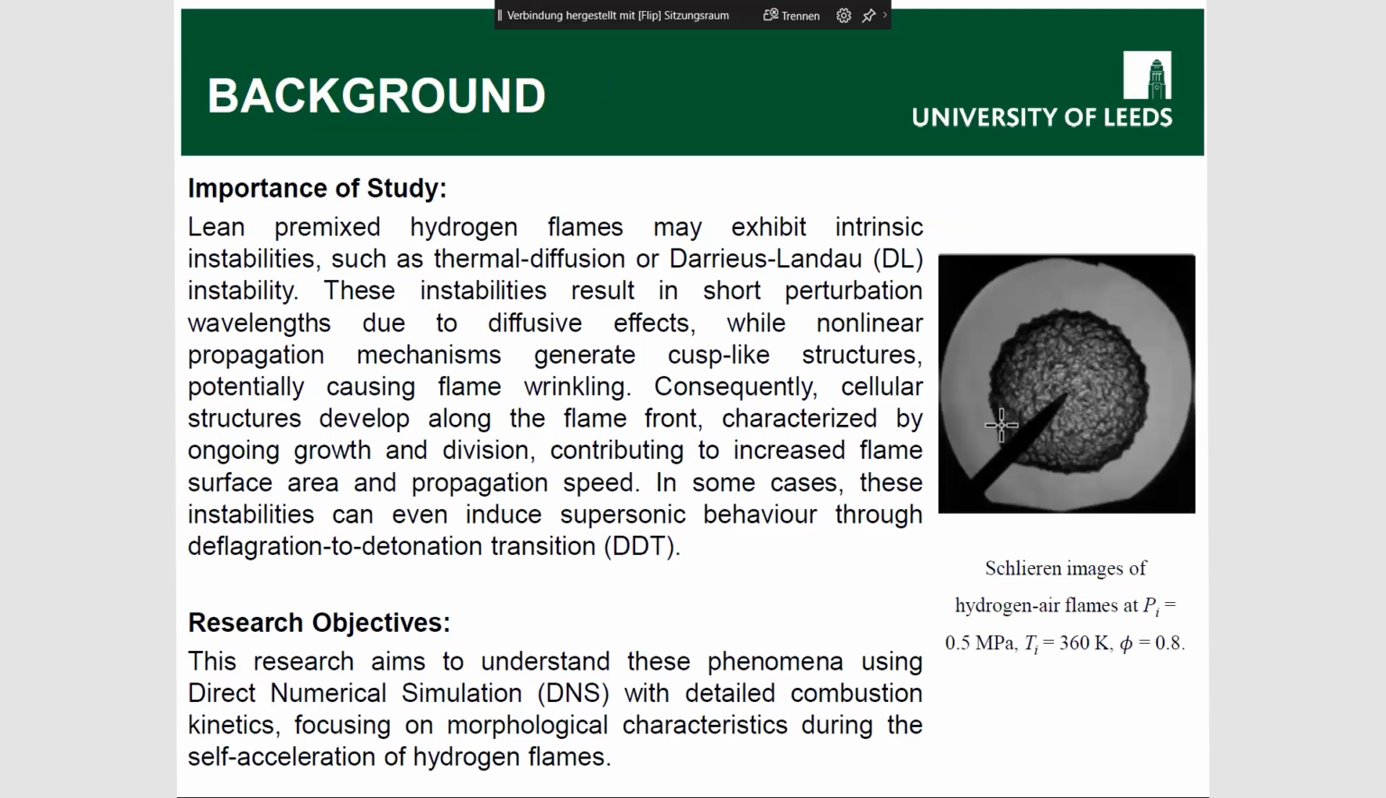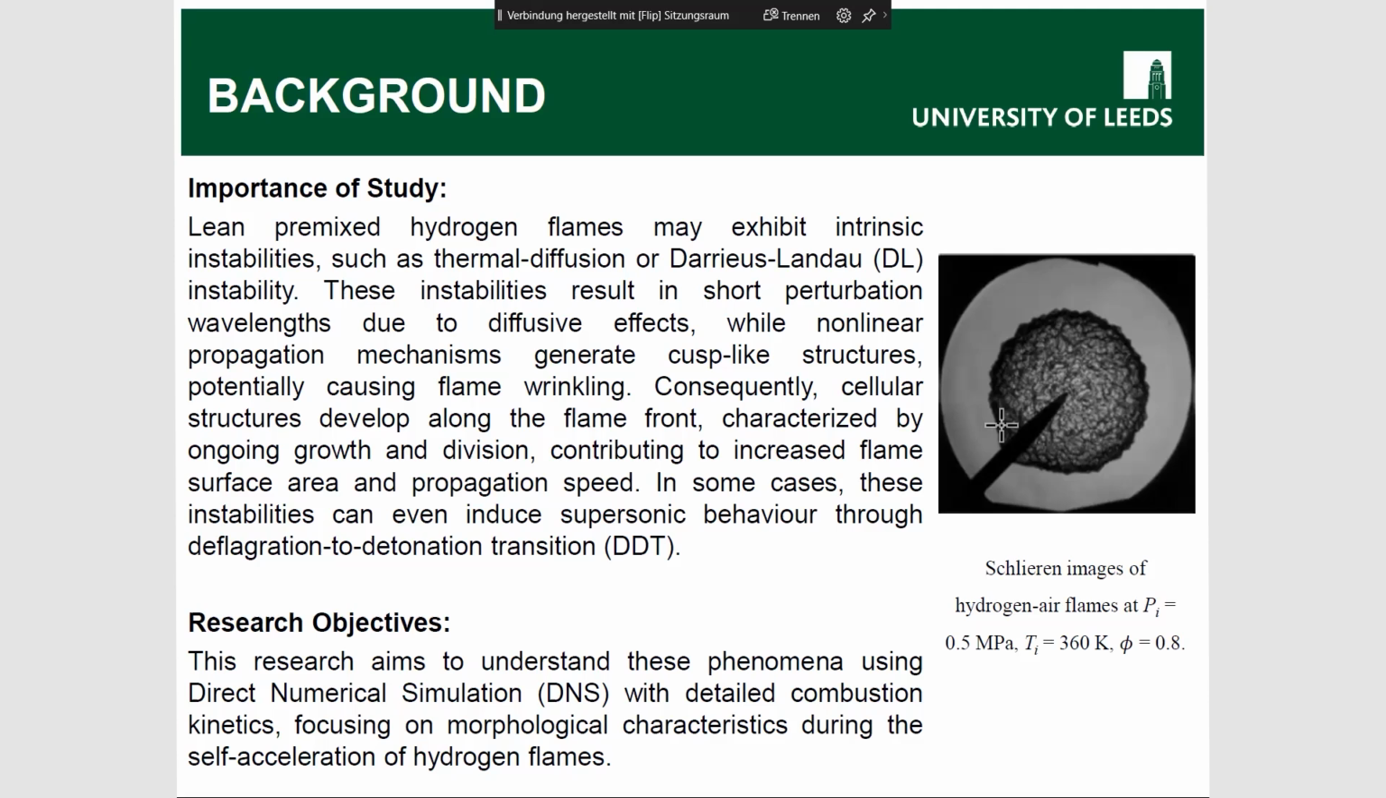As we know, lean hydrogen flames may exhibit intrinsic instabilities such as thermal-diffusive and Darrieus-Landau instability. This instability can make the originally smooth flame become a cellular structure. The cellular structure develops along the flame front, characterized by ongoing growth and division, contributing to increased flame surface area and increased propagation speed. And in some cases, this instability can even lead to supersonic behavior through deflagration-to-detonation transition.